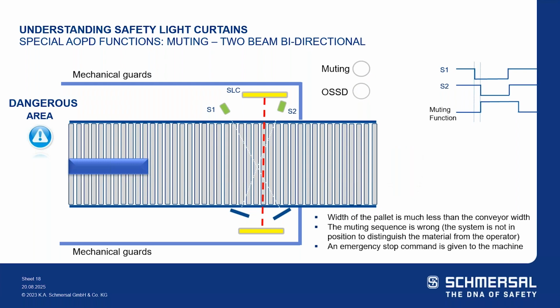Here again, the width of the pallet is much less than the conveyor width. The muting sequence will be inaccurate because we're not in a position to distinguish the material from the operator. The fault occurs because that muting sequence is not ended correctly, and the emergency stop command is given to the machine.